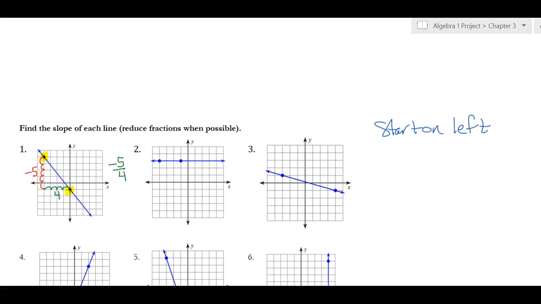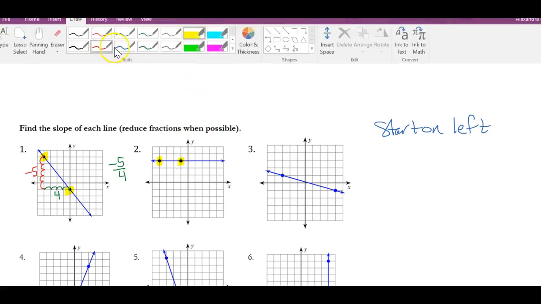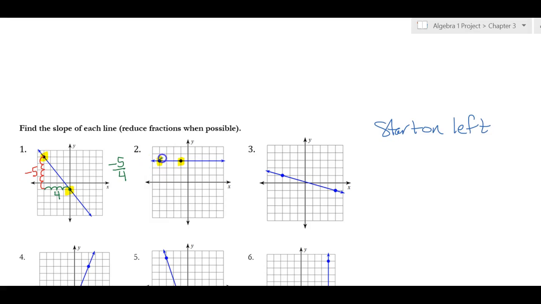All right, so now over here again, I start on my left, and I go to the right. I do not have to go up or down any. All I have to do is go over 1, 2, 3.